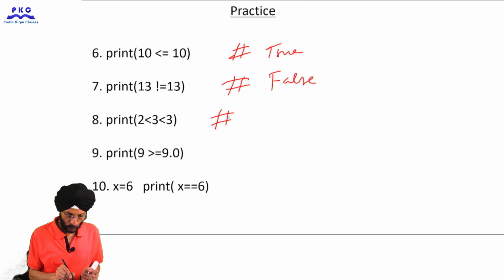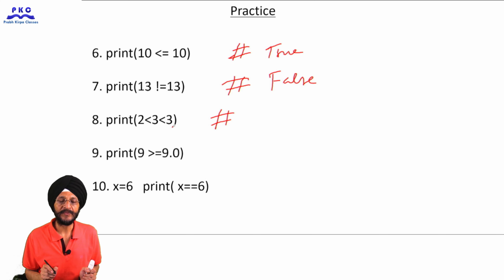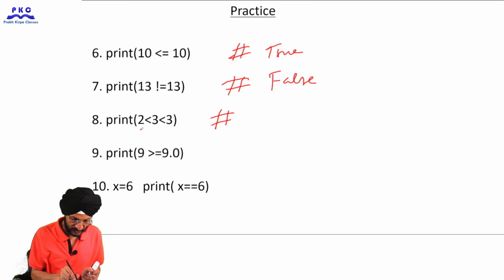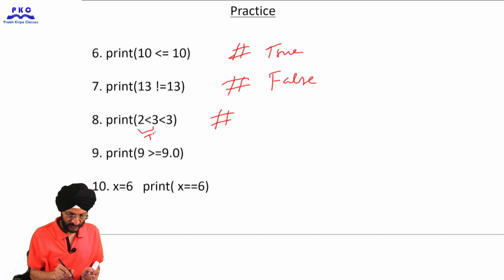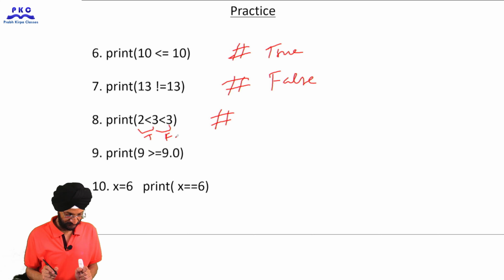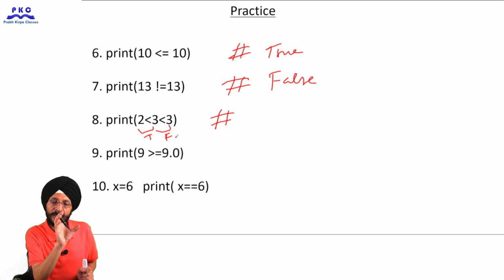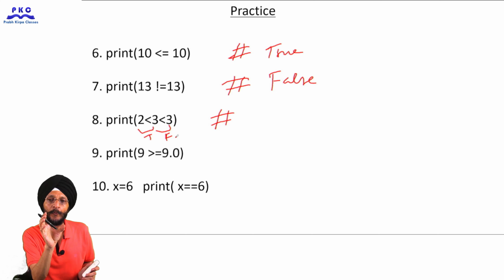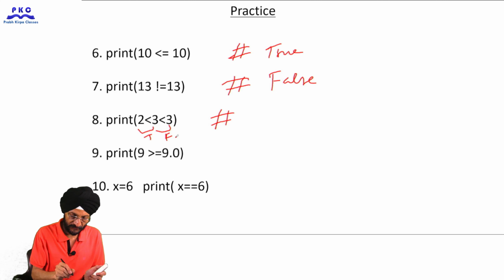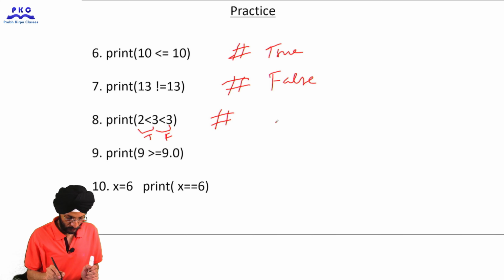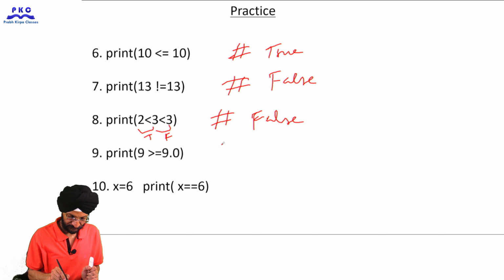Print 2 is less than 3 is less than 3. It is a chained comparison. First, 2 is less than 3, true. 3 is less than 3, false. In case of chained comparison, all the comparisons have to be true for the overall result to be true. Here, one comparison is true, the other is false. So the Python interpreter will interpret it as false.